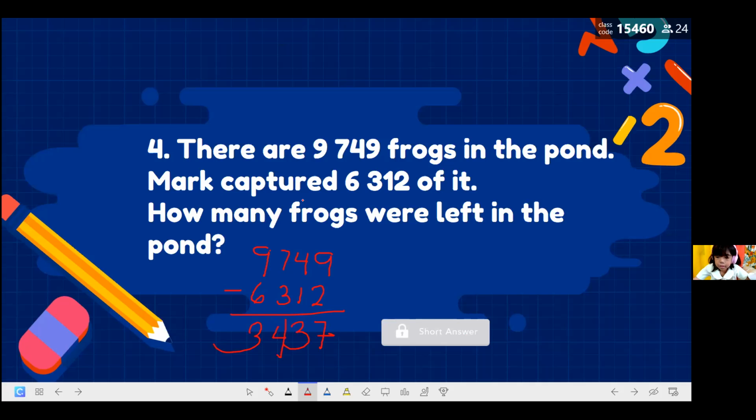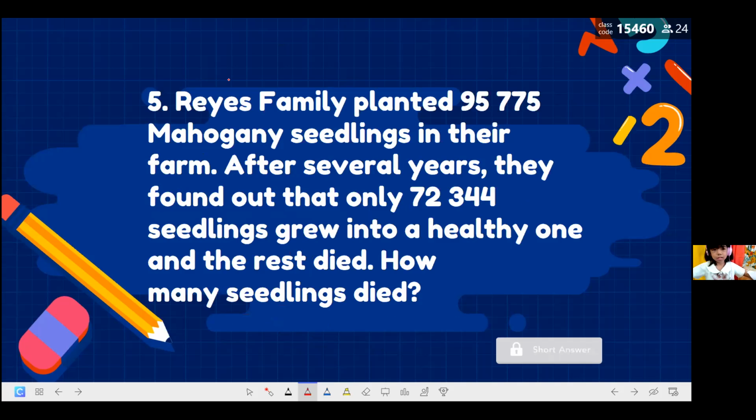Now, let's have number 5. We have here Reyes family planted 95,775 mahogany seedlings in their farm. After several years, they found out that only 72,344 seedlings grew into a healthy one and the rest died. How many seedlings died?